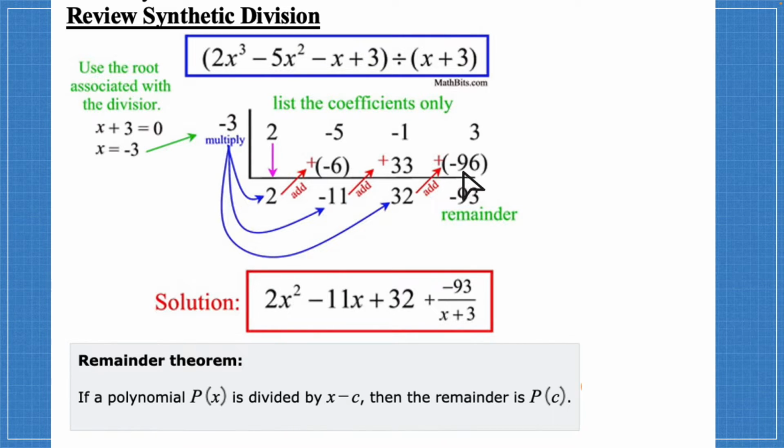So we get negative 96, and then we add and we get negative 93. So because this is not a 0, it's called a remainder. It did not go in evenly, it didn't go in with a whole binomial. There's something left over. So now we rewrite this. If you notice, these went down. So now it's 2x squared instead of 2x cubed. So it brings it down by 1 degree. So we have 2x squared minus 11x plus 32, and then the very last piece, if it's not 0, is a remainder. So I have negative 93 over x plus 3. So this is the idea of synthetic division.